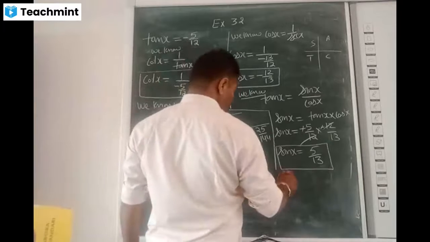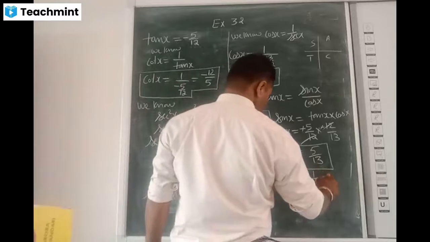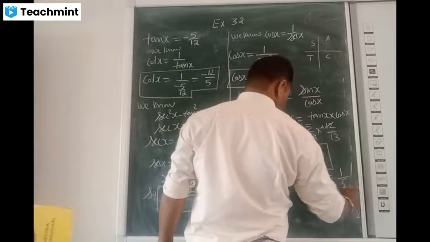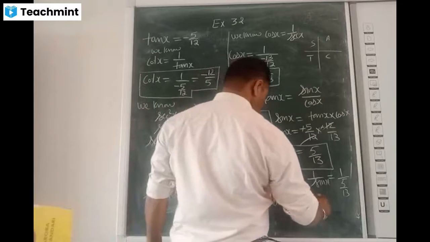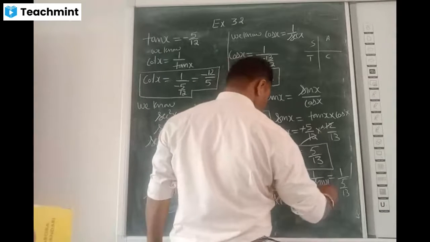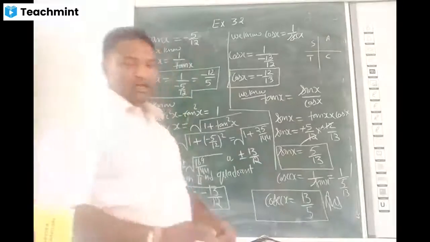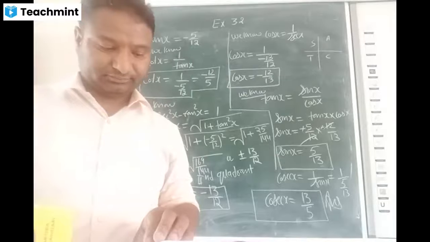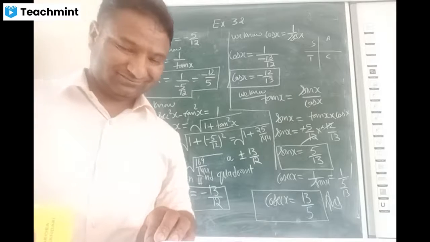And cosec x is 1 upon sin x. That means 1 upon sin x, cosec x is 13 upon 5. And that's the answer. Got it? Yes, sir.